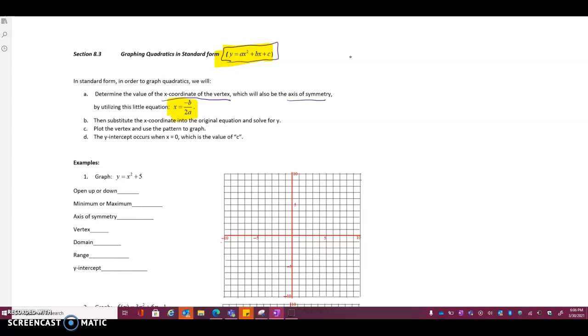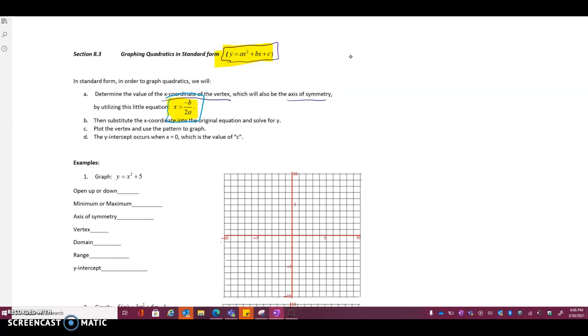So essentially what's happening, guys, is when we had vertex form, we knew we could find the opposite of h and then k, and we would have our vertex. We don't have that now. So we're going to have to use this formula that x is equal to the opposite of b over 2a. We then will substitute the x coordinate into the original equation and solve for y. Okay, we'll plot the vertex and use the pattern to graph.